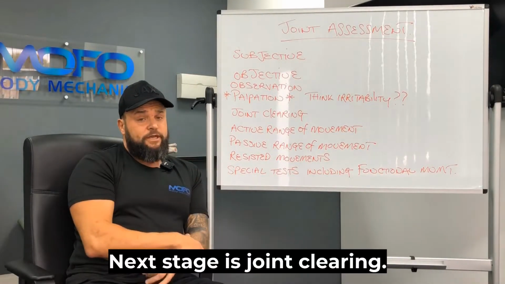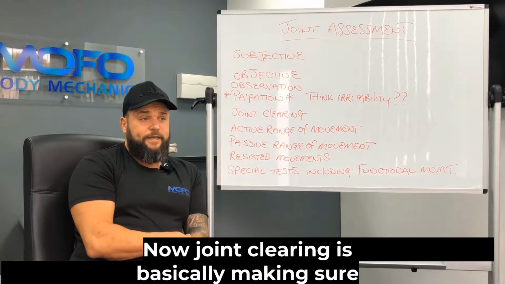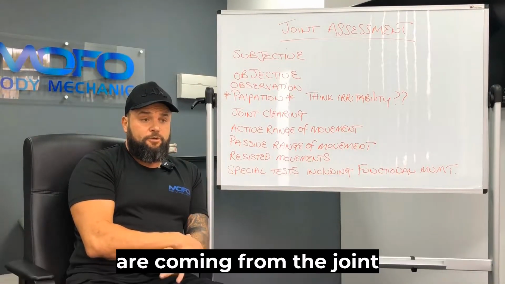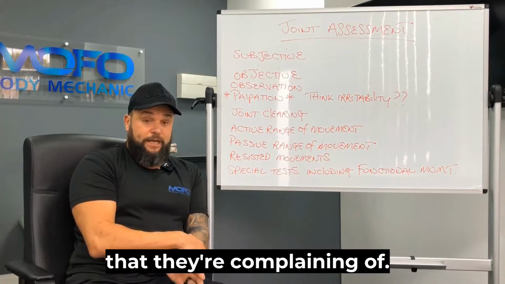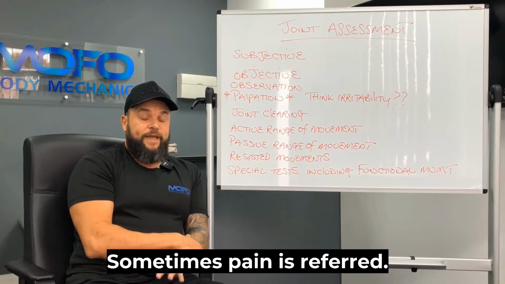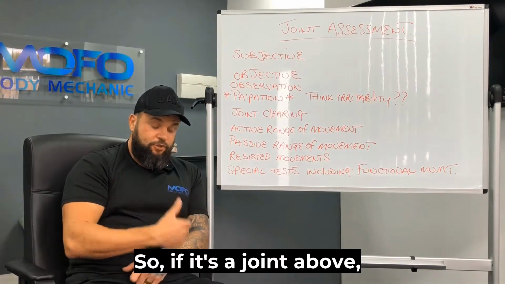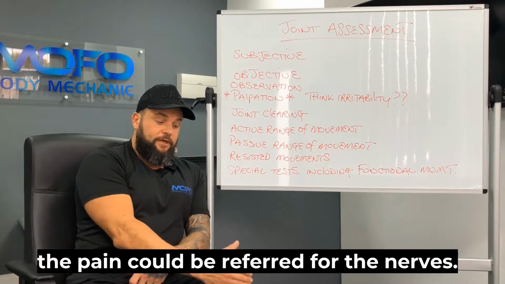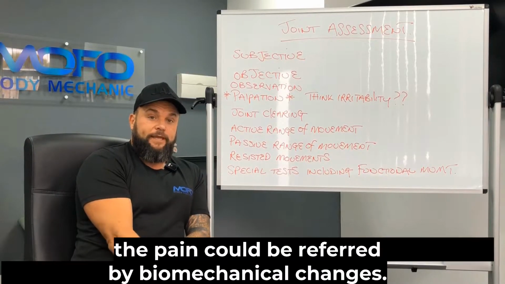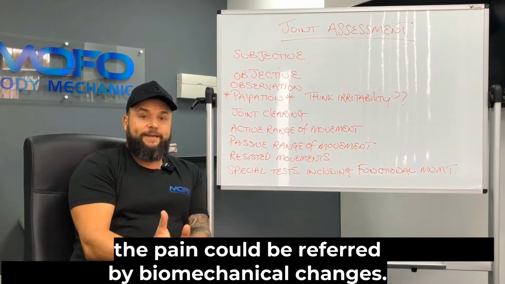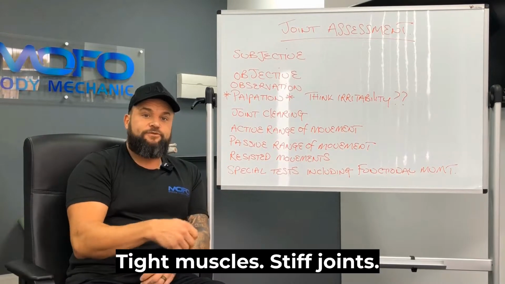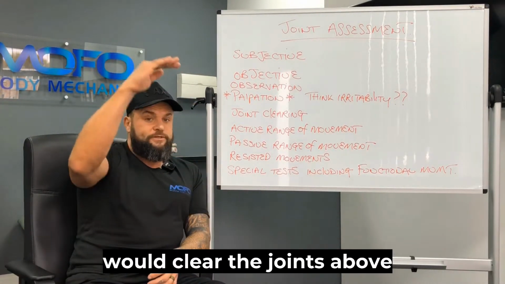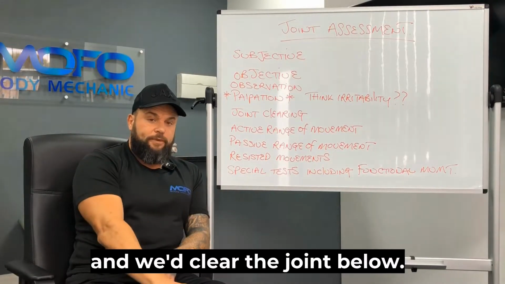Next stage is joint clearing. Now, joint clearing is basically making sure that the symptoms that your patient has got are coming from the joint that they're complaining of. Sometimes pain is referred. So if it's the joint above, pain can be referred via the nerves. And if it's the joint below, pain can be referred by biomechanical changes, tight muscles, stiff joints. So with your joint clearing, we clear the joint above and we clear the joint below.